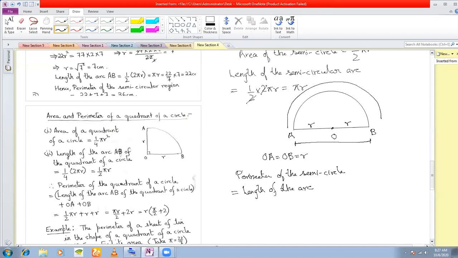We can talk about very small arcs also. We talk about major arc, minor arc, but when we talk about the circumference of a circle, we mean the entire circle, the entire length. So the perimeter of the semicircle is the length of the arc AB plus the length of the diameter AB.